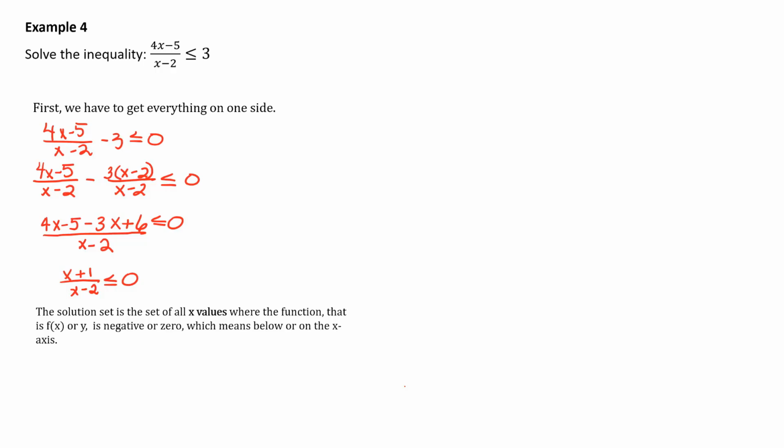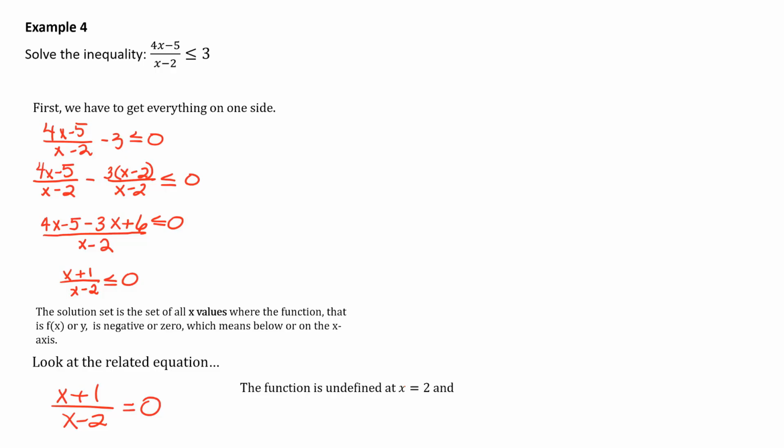That's what we're looking for here, which means below or on the x-axis. It's just a reminder that that's what we're doing when we find the solution set. All right, so there are two issues here for this equation, (x + 1)/(x - 2) = 0.